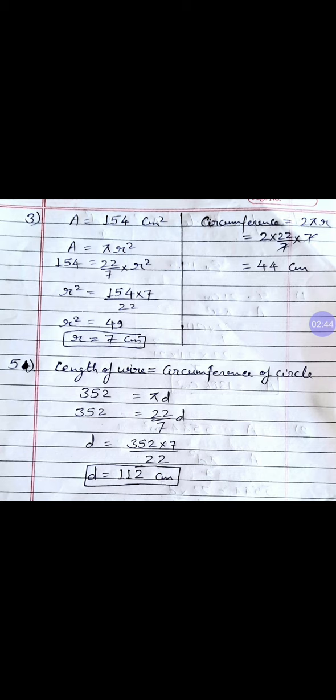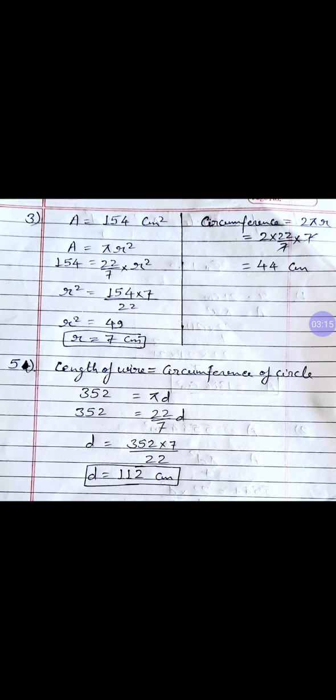The fifth one is, a piece of wire 352 centimeter long is bent into the form of a circle. What is the diameter of the circle? The length of the wire will be equal to the circumference of the circle. So the length of wire is 352 centimeter. For the circumference we have the formula pi d. Put the value of pi, solve it, and d will be 112 centimeter.